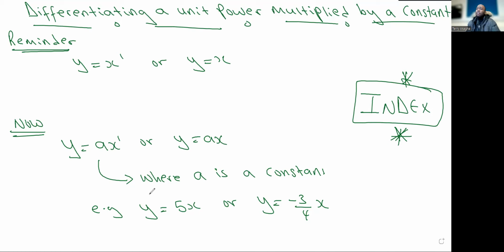So we have this now, and how do you do this? There's one rule on how to do this. The rule states that any time you differentiate a unit power multiplied by a constant, the derivative you're going to get is the same as the constant.